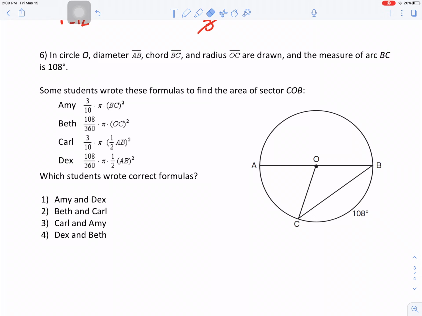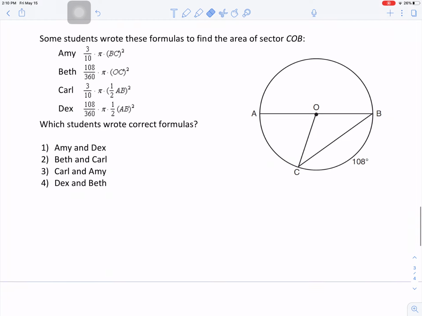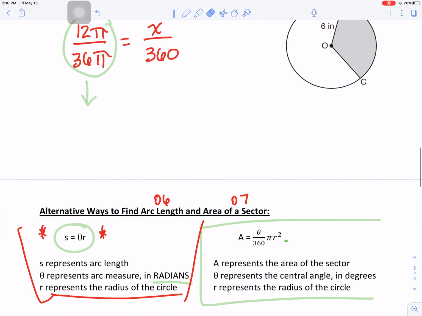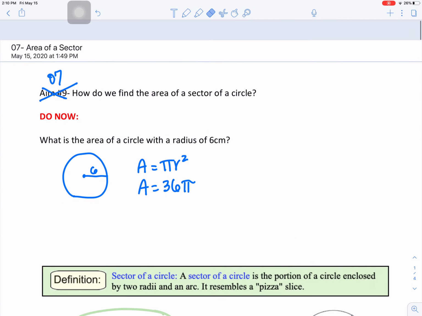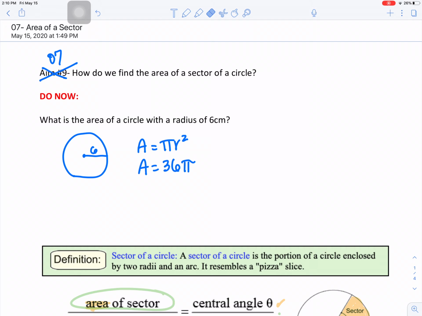But this question was marked incorrectly on the Regents exam. Anyway, 4 kids did the problem, and they used different proportions. They did it different ways. Which students were correct? 2 of them are correct, and 2 of them are incorrect. And so maybe you could play with that one as a challenge. Okay? That's the end of the how to find the area of a sector lesson.